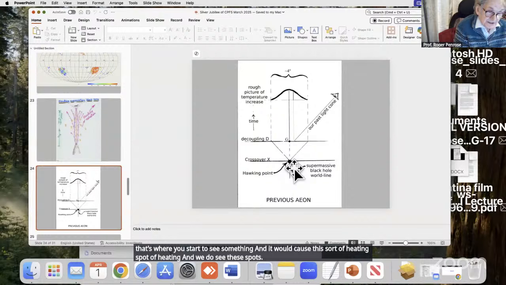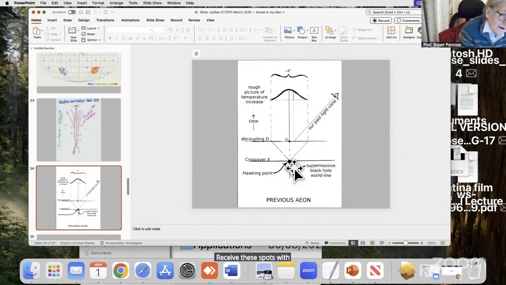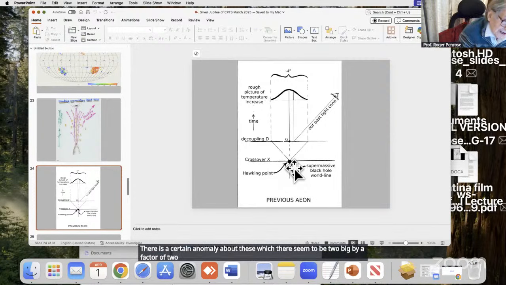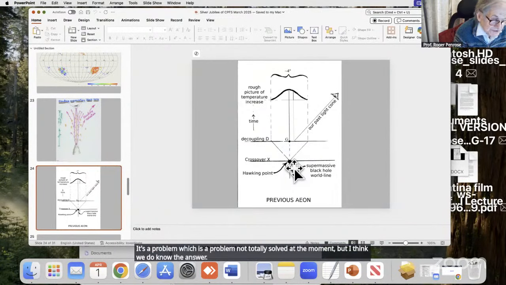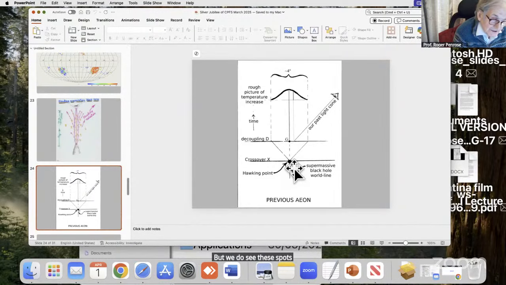We see these spots with a 99.98% confidence level. There is a certain anomaly about these, which is that they seem to be too big by a factor of 2. And that is something which requires a subtle explanation, which I won't try to go into at the moment. It's a problem which is not totally solved at the moment, but I think we do know the answer to this. But we do see these spots in the sky with that confidence level. And why do people ignore that? I don't know, they do.